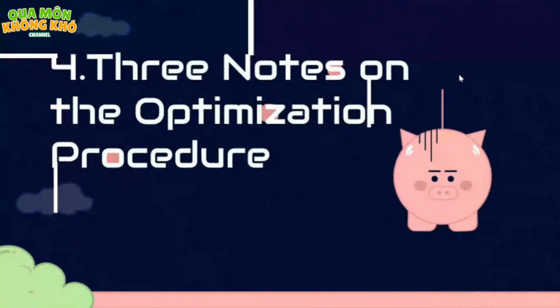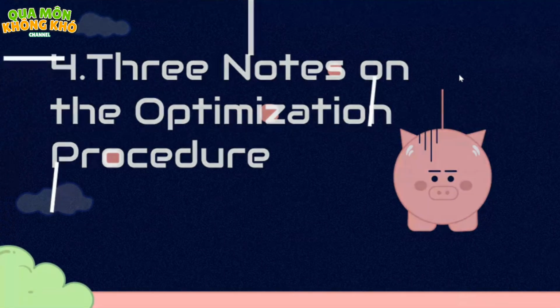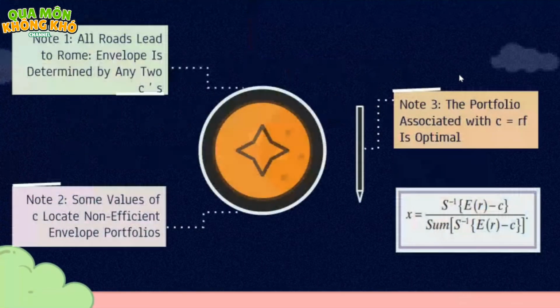Next, the three notes on the optimization procedure. Note number 1, all roads lead to Rome. It says that the envelope is determined by any two seeds. Note number 2, some values of the seed locate non-efficient envelope portfolios. And note number 3, the portfolio associated with C equal to Rf is optimal.